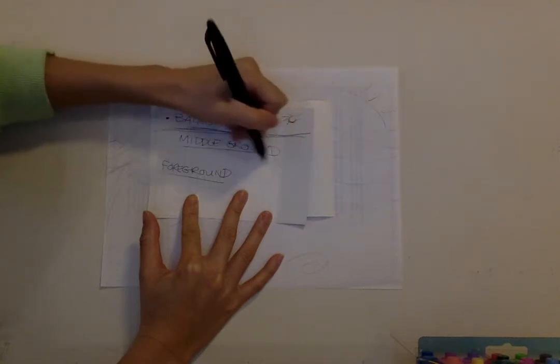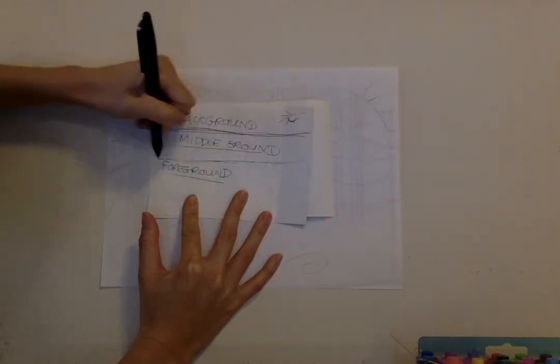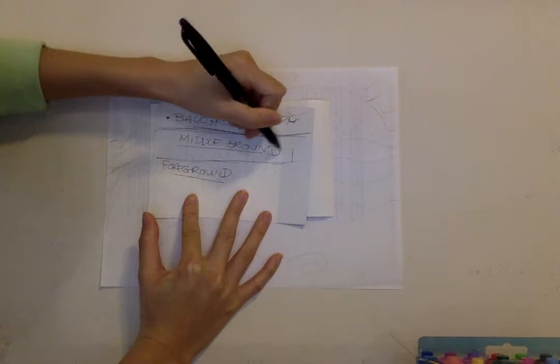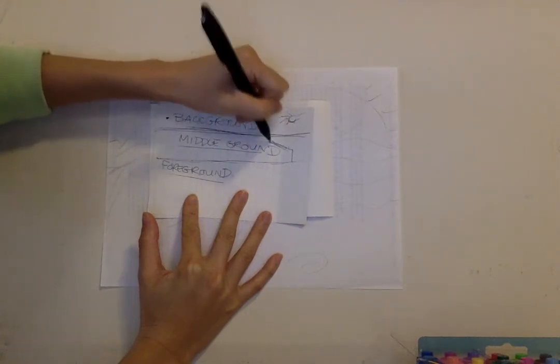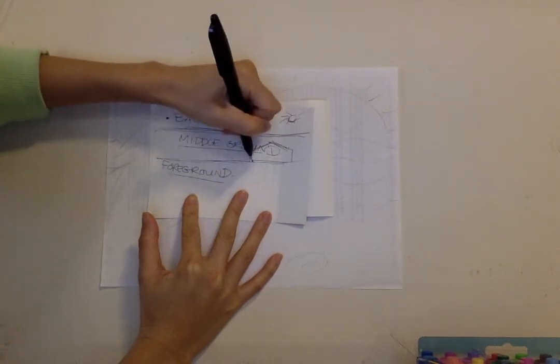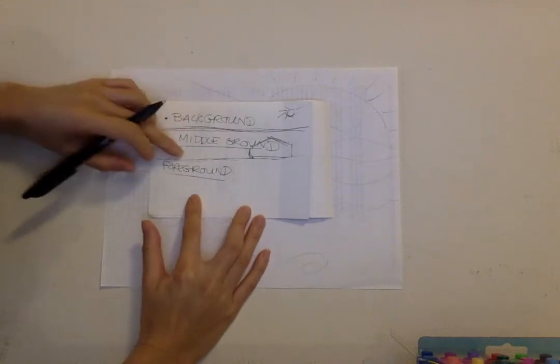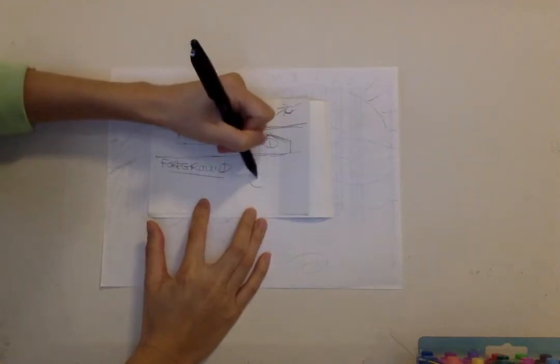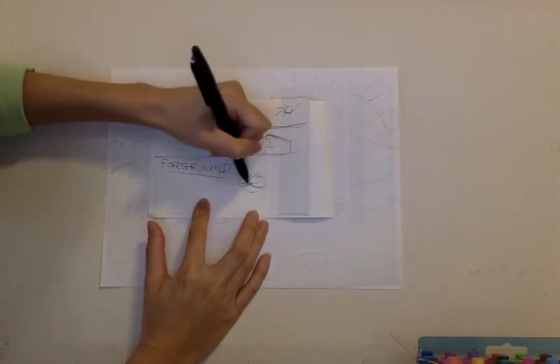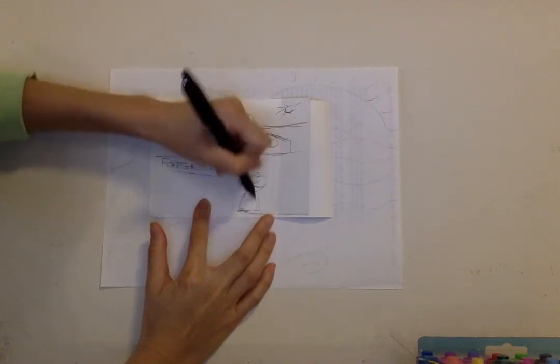Middle ground is what you see in the middle. It's not directly in front of you, but it's also not all the way in the back at the farthest point, okay? And foreground is what happens at the front. So maybe my tree. And that is always on the bottom of your page, okay?